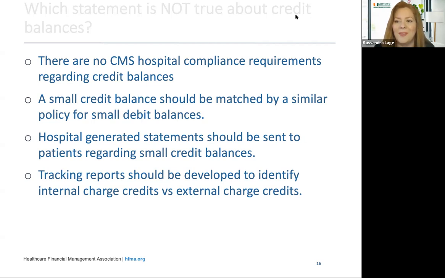Okay, and let's see what you selected. The correct answer is number 1. Regarding credit balances, there are compliance requirements. CMS requires hospitals to report all Medicare credit on a quarterly basis using Form CMS 838.